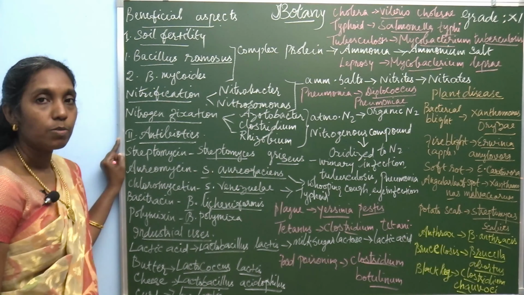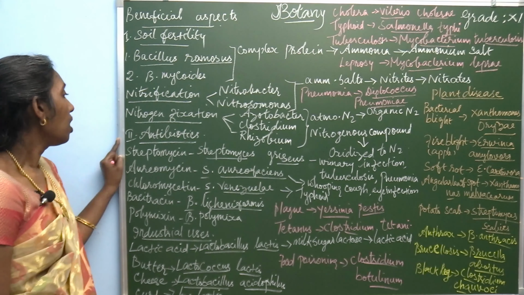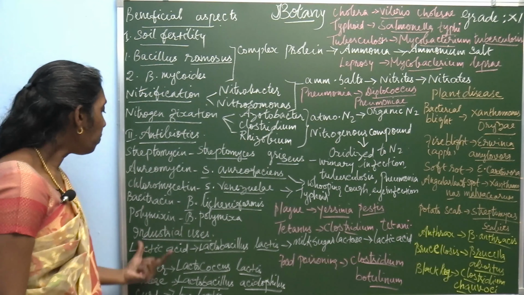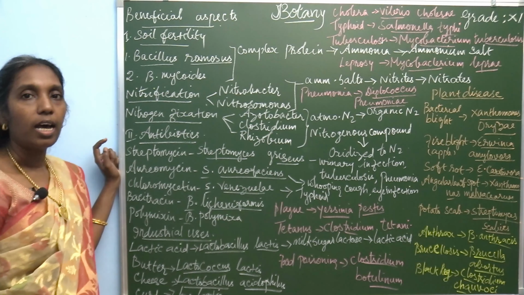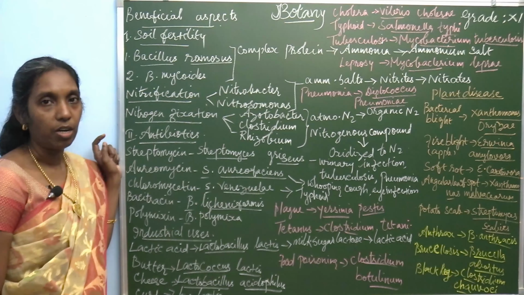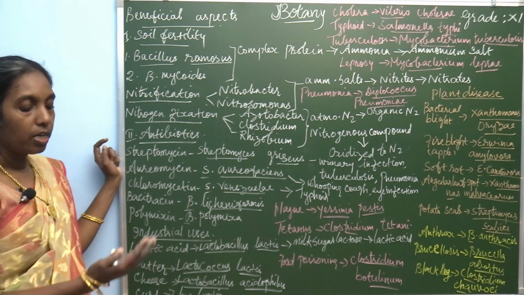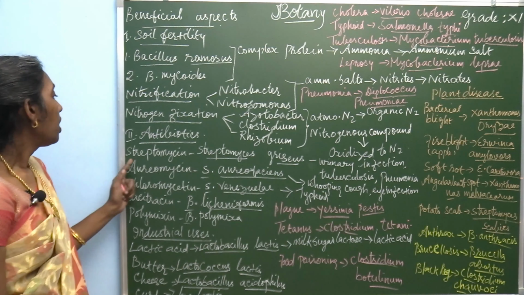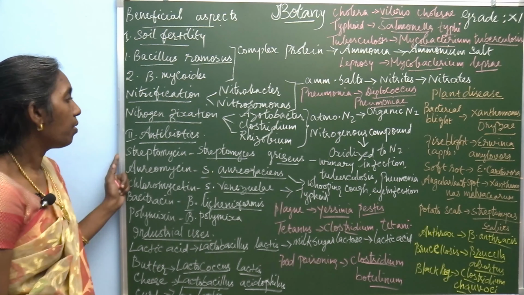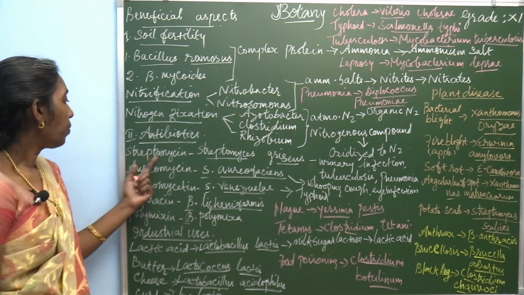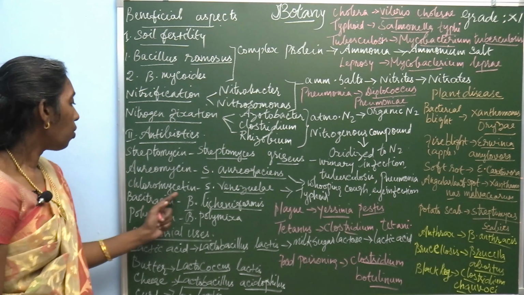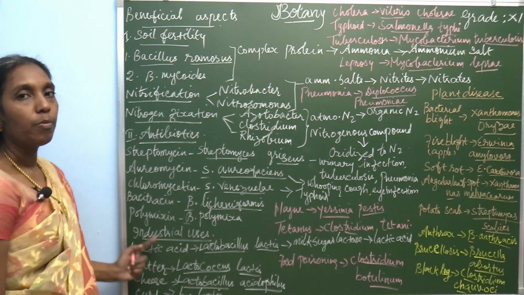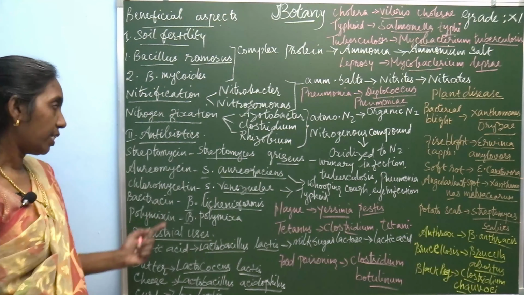Now, second beneficial aspect is antibiotics, production of antibiotics. There are a number of bacteria which help in the production of antibiotics. Most of the medicines, when you are reading the names, when the doctor prescribes, you can see bacterial names there. Streptomycin, aureomycin, chloromycetin, bacitracin, polymyxin. So, these all antibiotics are obtained from bacteria.